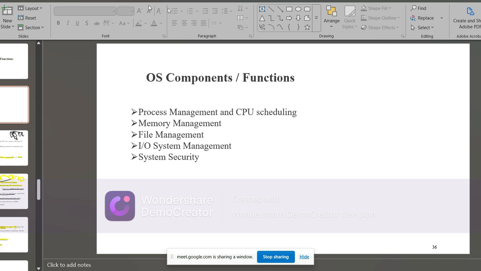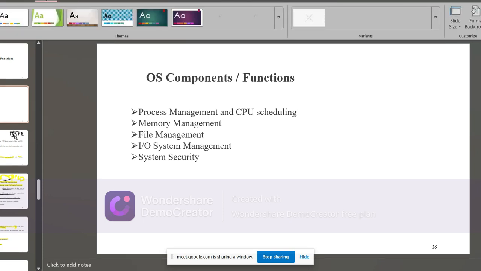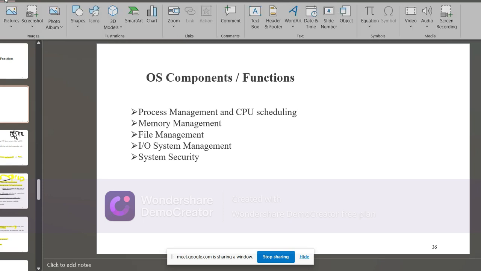And what is CPU scheduling? CPU scheduling is nothing but this: suppose three processes are ready for execution. Which one will first start its execution? That depends on the policy which is available with CPU scheduling.